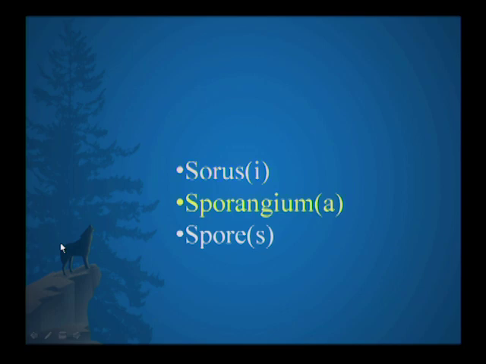A sporangia or sporangium is a structure that produces spores. And so keep in mind that within the sporangia, meiosis is going to occur. So the sorus and the sporangia are diploid, and then the spores are going to be haploid. So I want to actually show you what these sori look like and where these sporangia are.